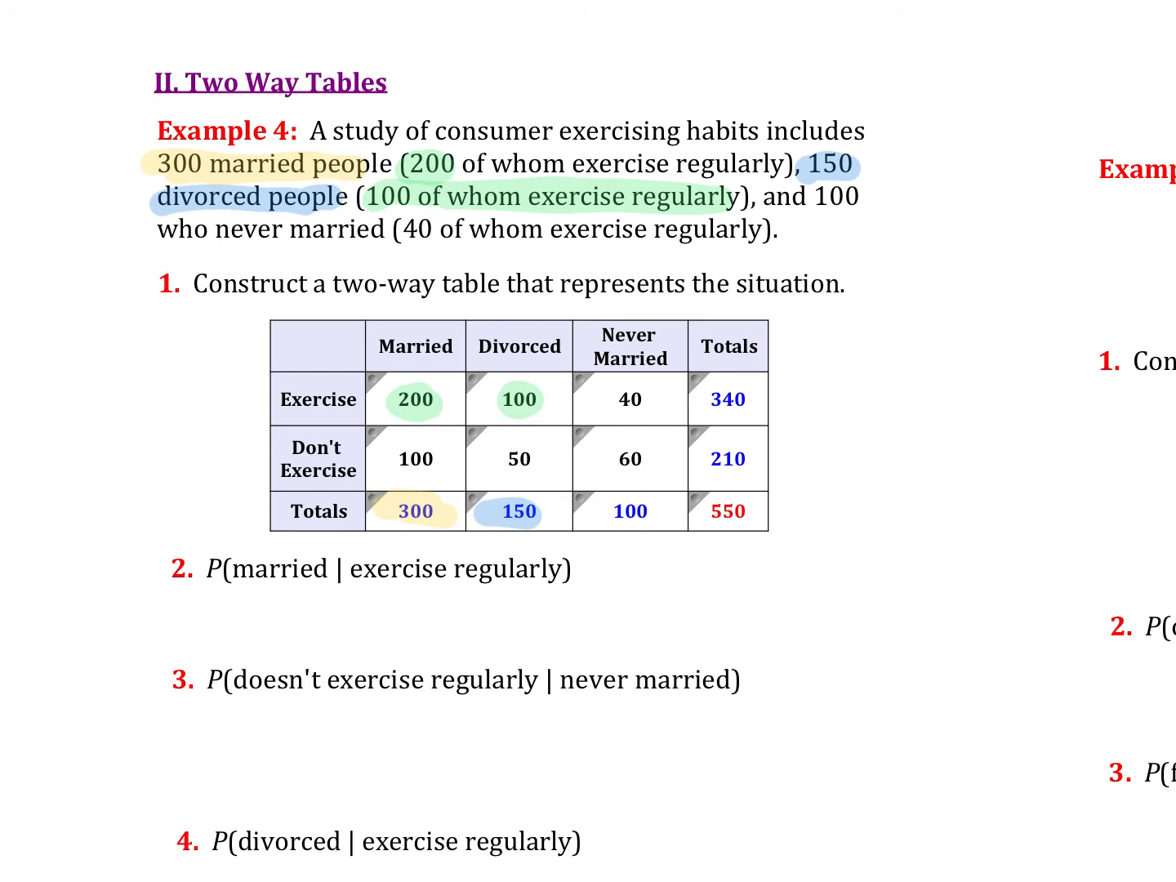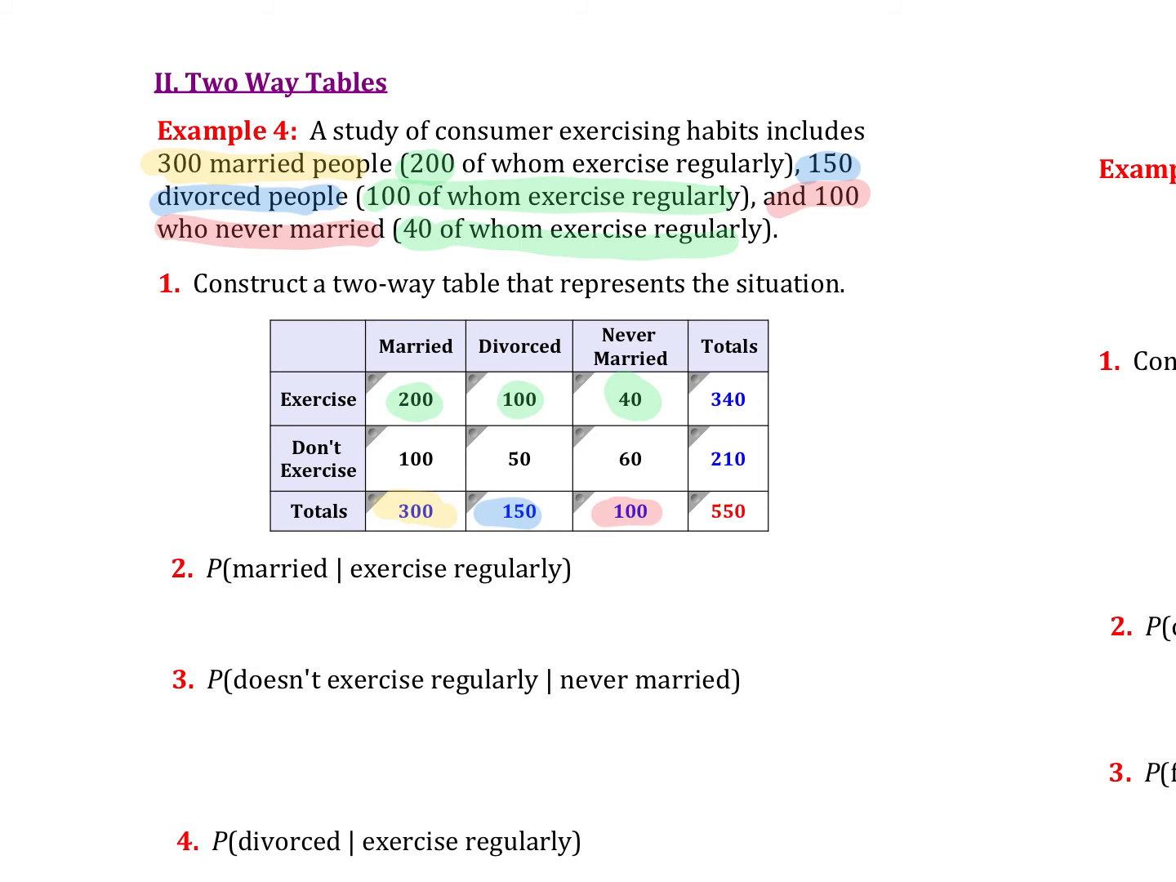And then we have 100 people who are just never married. So they give us that total there. And they tell us 40 of them exercise. Well, if 40 of them do, the other 60 do not. So within each of these, they kind of give us little tidbits, and we have to fill in the blanks for the missing pieces.